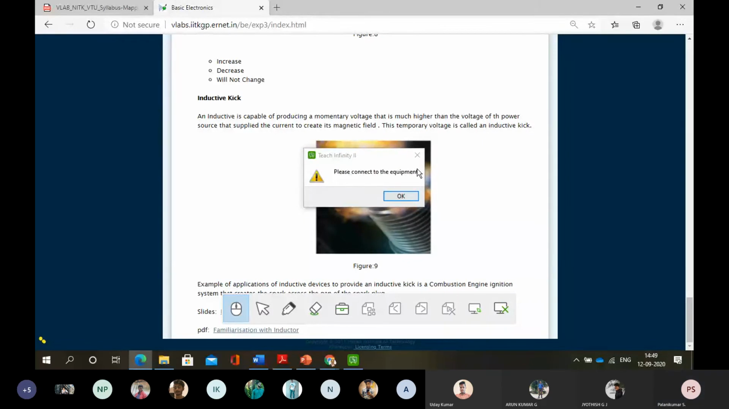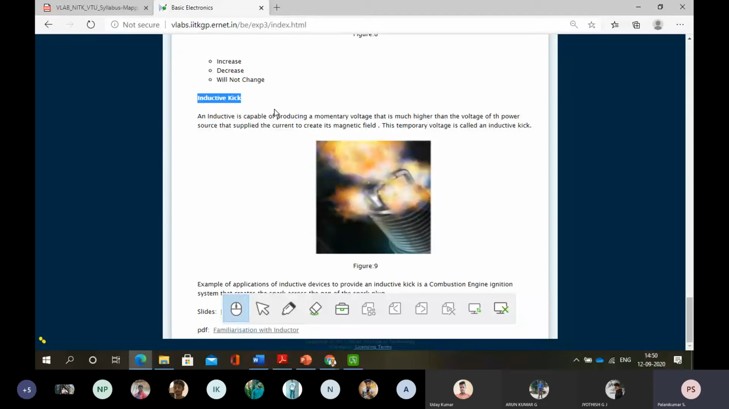Another example is the internal combustion engine, where there is a need for a spark plug. We use the concept of inductance there as well. It is capable of producing a very momentary, very high voltage, and because of that it produces a spark. That temporary high voltage is usually called inductive kick. Inductive kick. Okay, so that is the point.